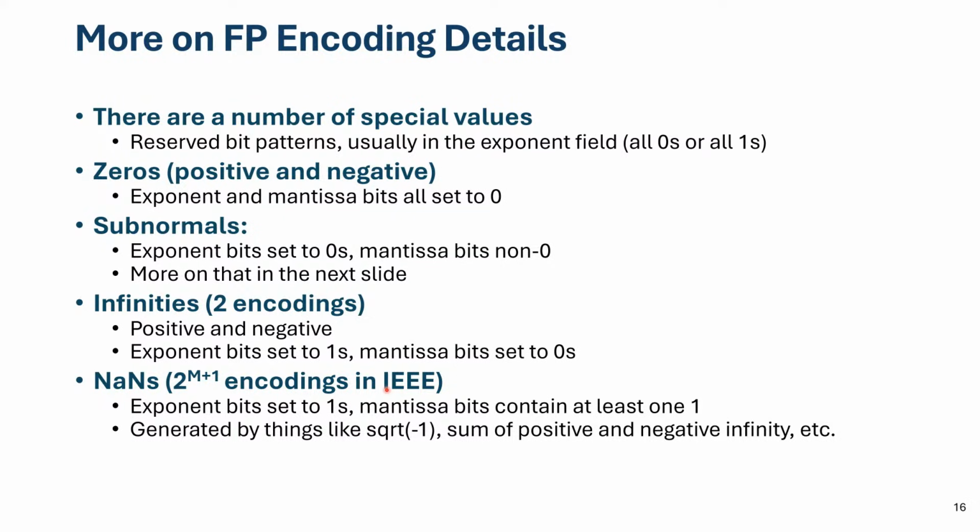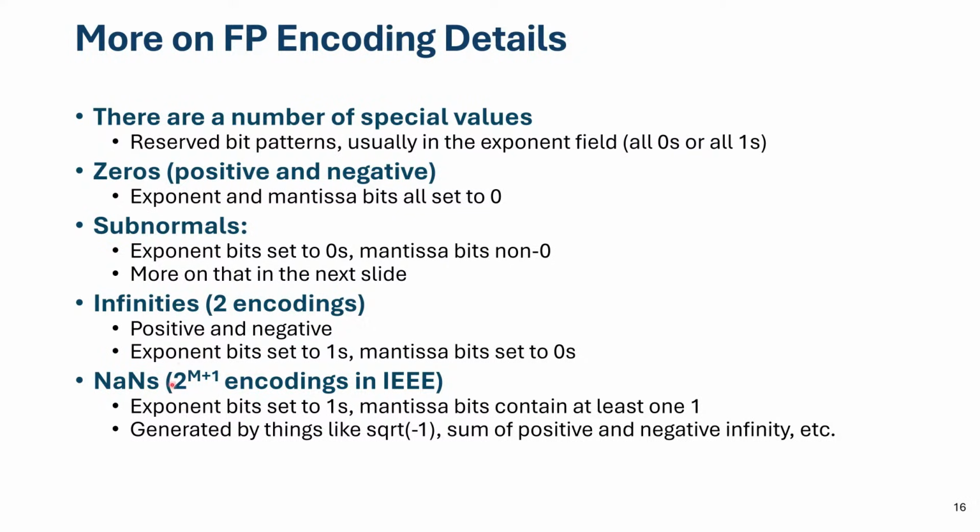Subnormals are also special values: exponents are all set to zeros, and mantissa bits are non-zero. I have a slide on that coming up. There are infinities, both positive and negative, which is what you get when you overflow. If you generate a number larger than you can represent in a particular floating point format, it'll usually generate an infinity pattern. You can actually do math with those, and they tend to propagate. And then you have NaNs, or not a number.